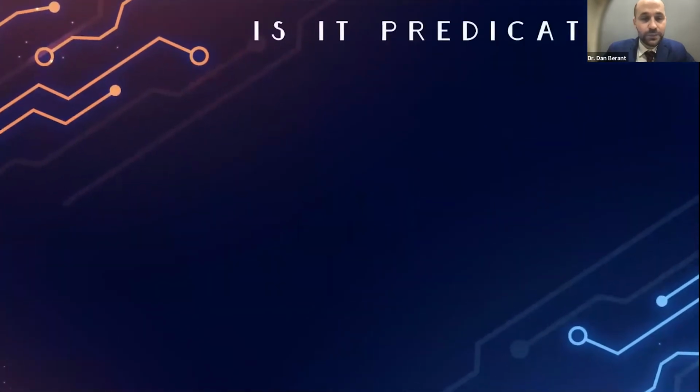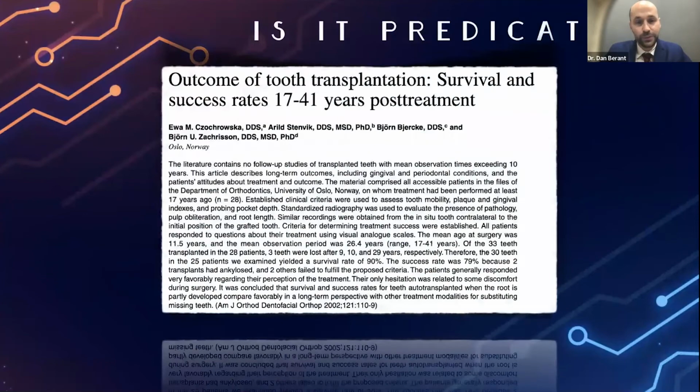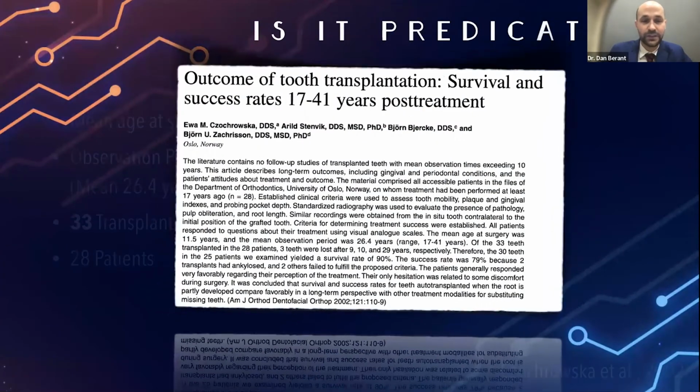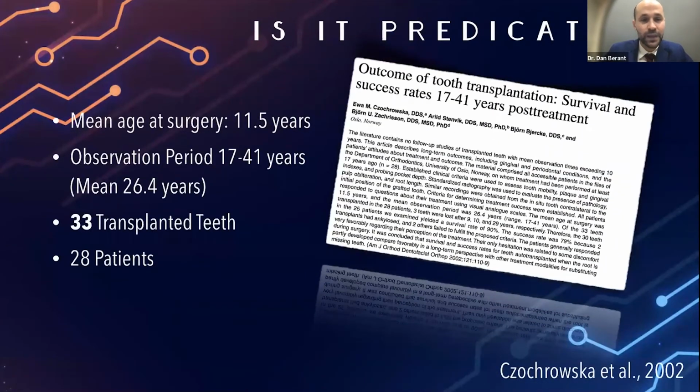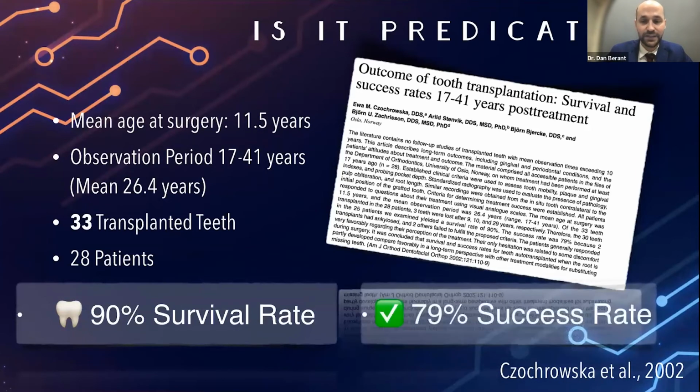When it comes to tooth auto transplantation, one of the first questions is, is it predictable? In this landmark paper by Dr. Czekorska out in Poland, she did a study with a mean observation time of 17 to 41 years, and the mean age of surgery was 11 and a half years old. And what did they find in the transplanted teeth? They found that there was a 90% survival rate and a 79% success rate.